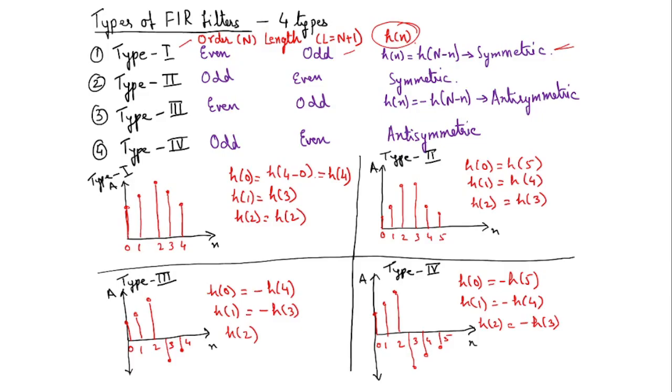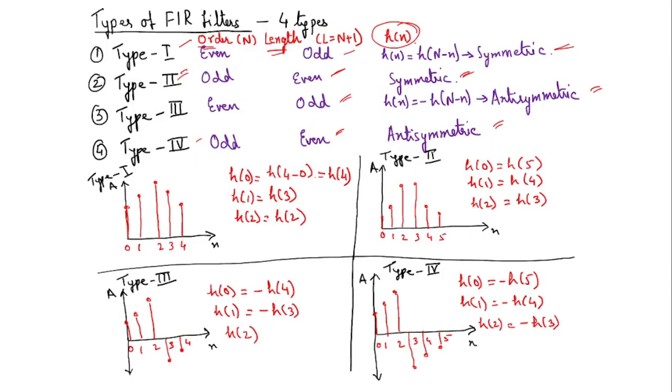Similarly, in type 2, the arrangement of the h(n) values is again symmetric, and they have an even length. Type 3, odd length, antisymmetric, and type 4, even length and antisymmetric. You just remember only one, either length or the order, because if you try to remember both, you may get confused. As per your understanding, you can remember any one, and from there you can find out: if length is odd, then order should be even, and vice versa.